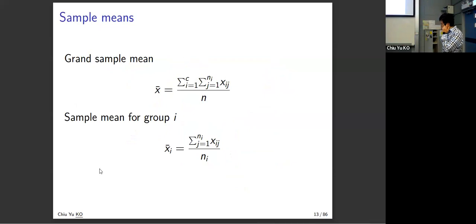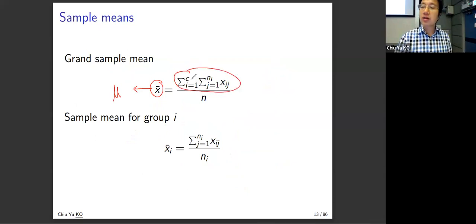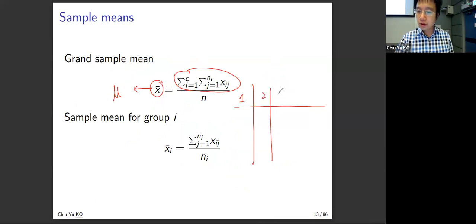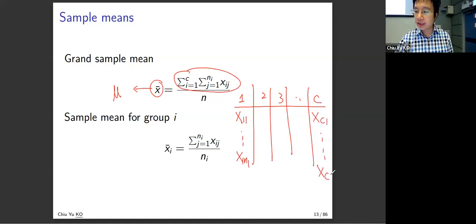Now, after we have done that, we want to come up with an estimate of the grand mean. The first one is the best estimate for big mu. This adding notation is super crazy, so let me go one by one through what we're doing. We have group 1, group 2, group 3, up to group C. The first observation is X11, up to X1N1, and then XC1, up to XCNC.